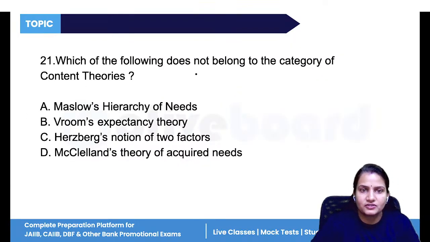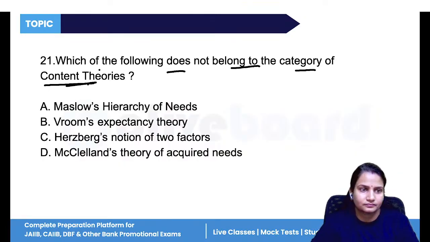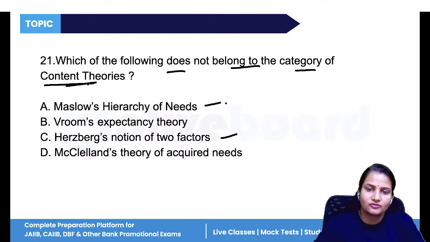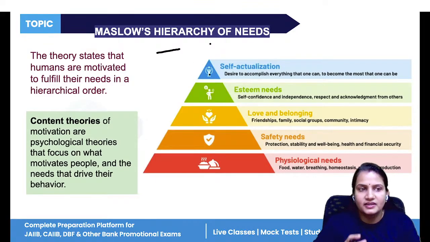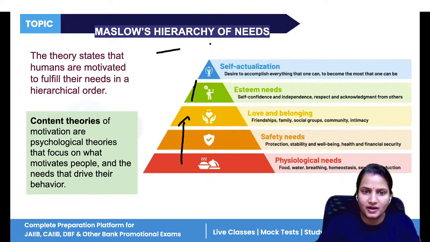Next, question number 21. Which of the following does not belong to the category of content theories? So Maslow's hierarchy of needs theory is a content theory. Herzberg's theory is also a content theory. McClelland's is also a content theory, but Vroom's expectancy theory is not a part of content theory. So in Maslow's hierarchy of needs theory, it basically says that humans are motivated to fulfill their needs in a hierarchical manner. Hierarchical manner means in a step by step manner.